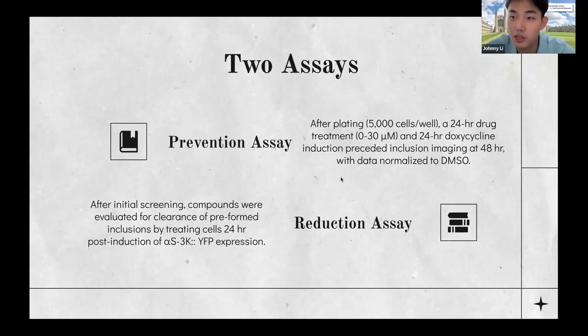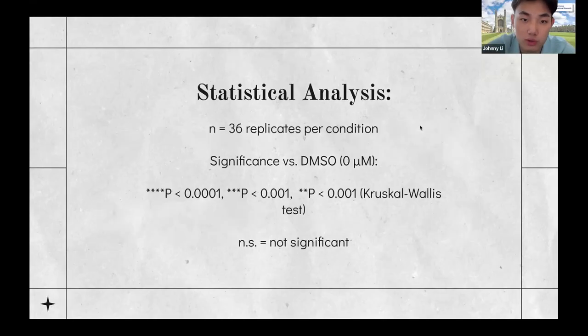In the reduction assay, the sequence was reversed. We first allowed the inclusions to form by inducing the alpha-synuclein expression for 24 hours, and only after the inclusions were developed were the cells treated with compounds to assess the drug's ability to clear and reduce preformed inclusions. So this was the statistical analysis format that we used.